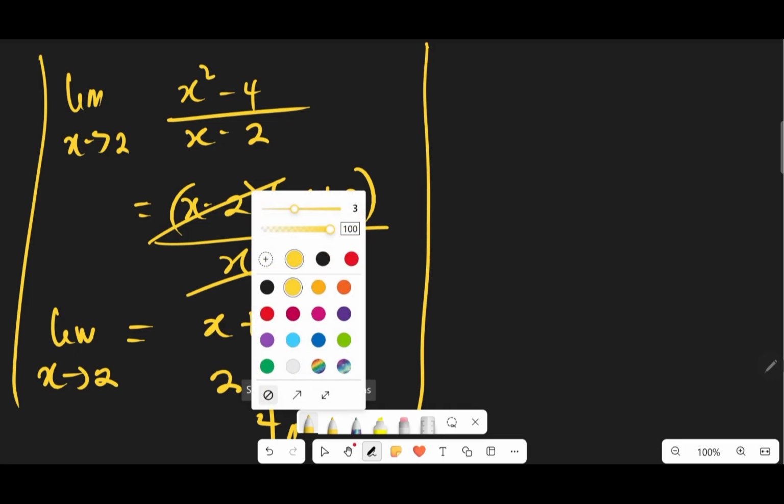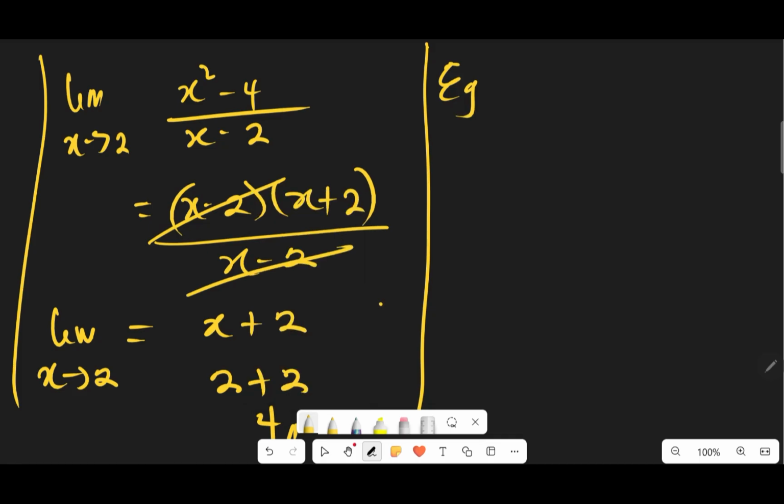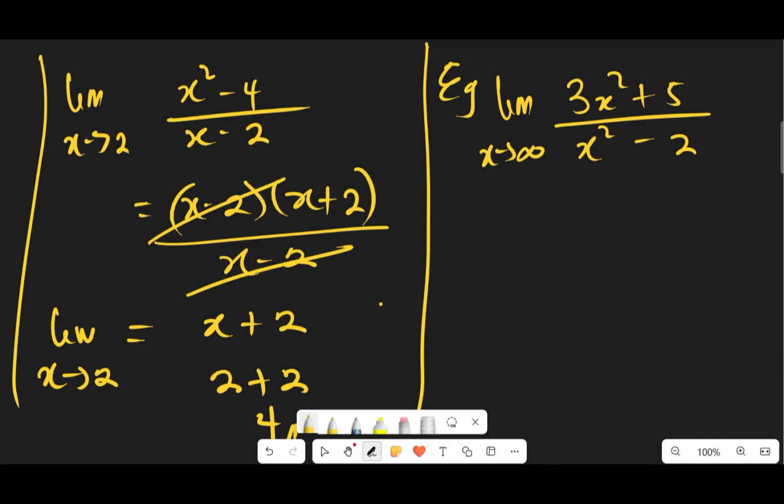Then we can put in infinity, then we get our final answer. Let me do this practically. So, example, we have the limit as x approaches infinity of 3x squared plus 5 all over x squared minus 2. Now, with what we have right now, we can't just start by putting in the infinity. No, we have to first break it down.